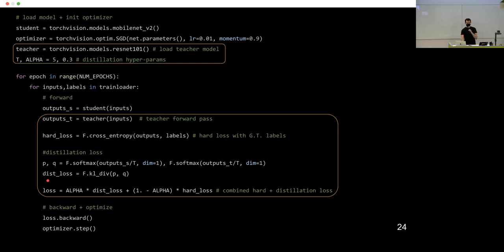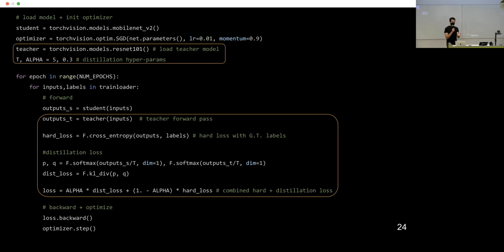And this is, like we said, we can use the KL divergence for that to compute the difference between two probability distributions. So P and Q in this case. And then our loss function simply becomes a weighted sum between the hard loss or the student loss and the distillation loss. Any questions about this code? But I mean, basically, this is it. This is what distillation is.